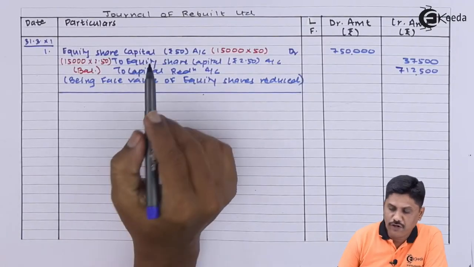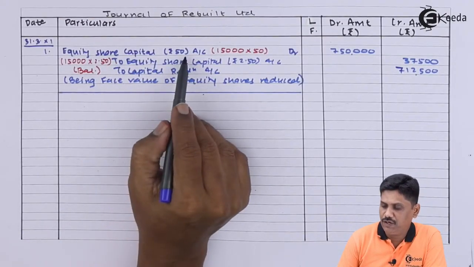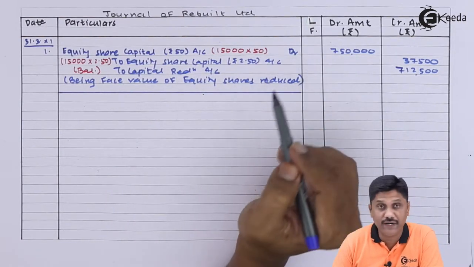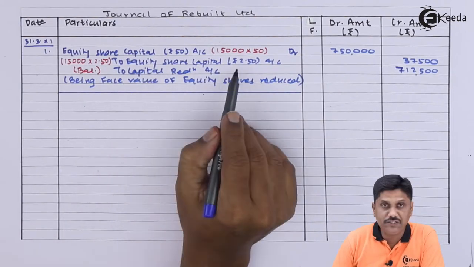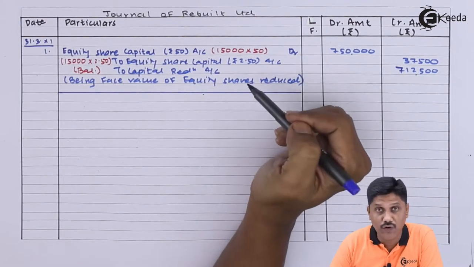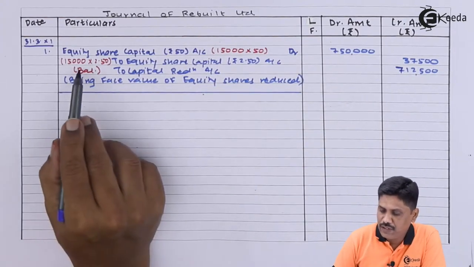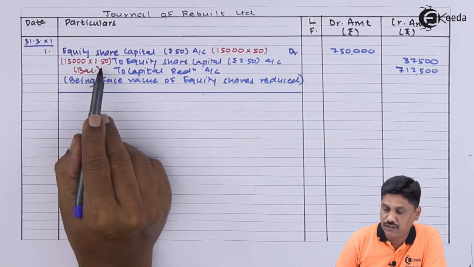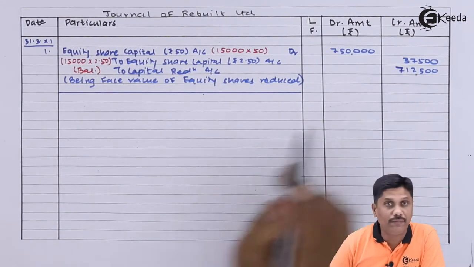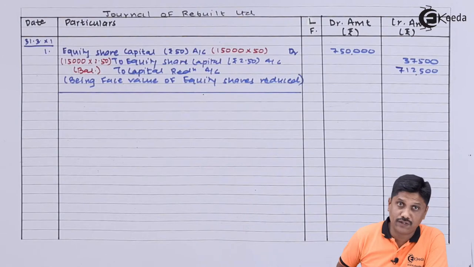Friends, we have recorded the entry. Equity share capital rupees 50 account debit, 15,000 shares of 50 old capital get cancelled. To equity share capital rupees 2.50 account credit. So in place of old capital, new capital is inserted. Exact 15,000 shares of rupees 2.50 each. The remaining amount we have transferred to the capital reduction, which is our profit for the company.